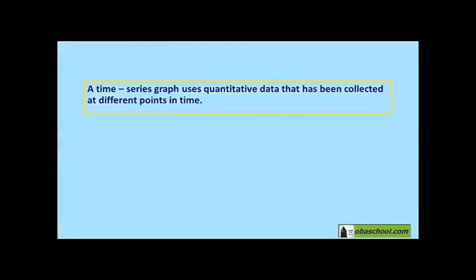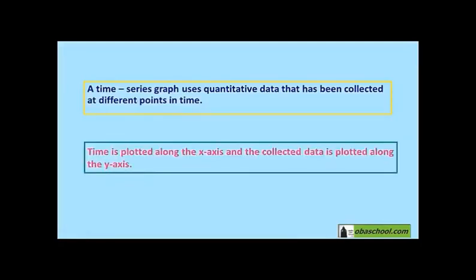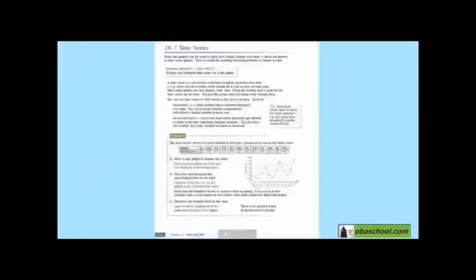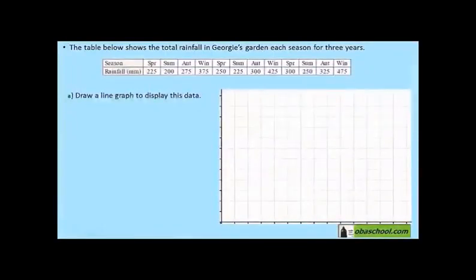A time series graph uses quantitative data that has been collected at different points of time. Time is plotted along the x-axis and the collected data is plotted along the y-axis. So, to know more about what I'm talking about right now, let's go ahead and start with some examples about time series graphs. We will notice how the collected data goes along with time and fluctuates accordingly.